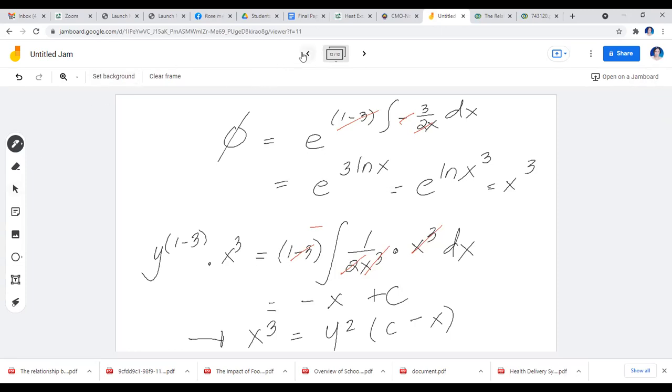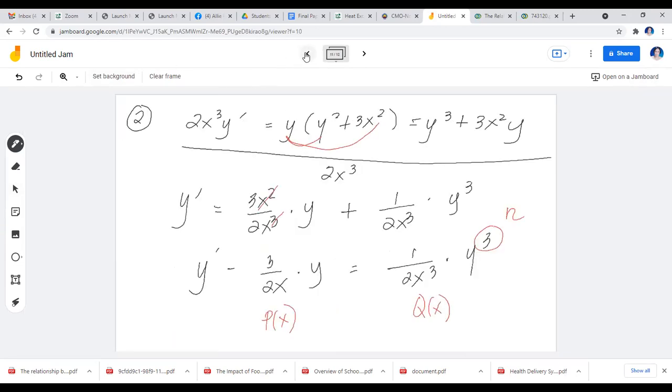The part of the solution which took time is this one. It's always part of the solution: rendering your given differential equation into linear or Bernoulli's equation form prior to using the procedure of finding its solution, because you cannot use the said procedure unless you know the p of x, the q of x, and the n in the case of the Bernoulli's equation. In the case of the linear DE, that would simply be p of x and q of x.